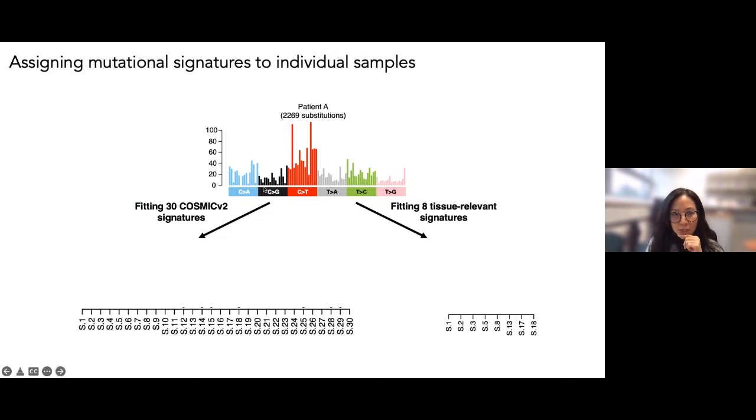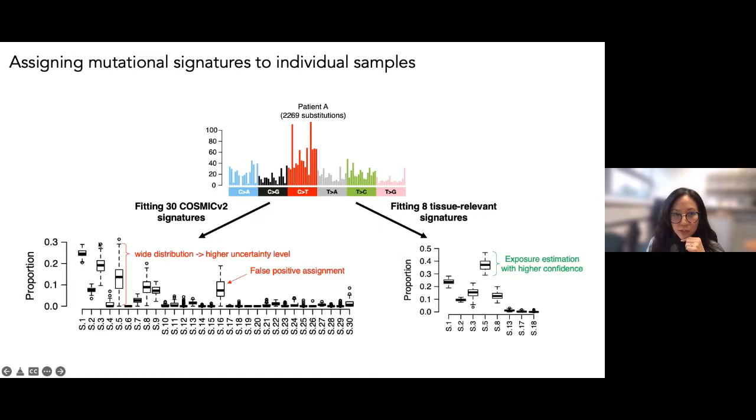So here's our same patient A. We tried to assign signatures for this patient's sample. We could look for the 8 tissue-relevant signatures for this cancer, or we could use the 30 COSMIC signatures. And the problem is that when you do the 30 COSMIC signatures, every single signature will be looked for, regardless of whether it's biologically present or not. This process is simply a mathematical one.